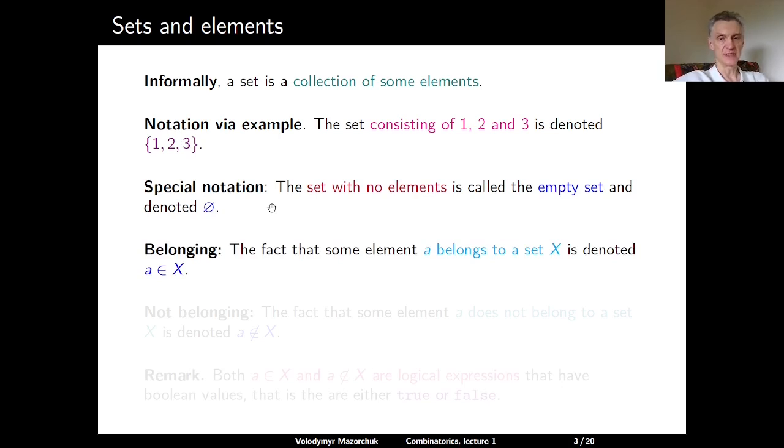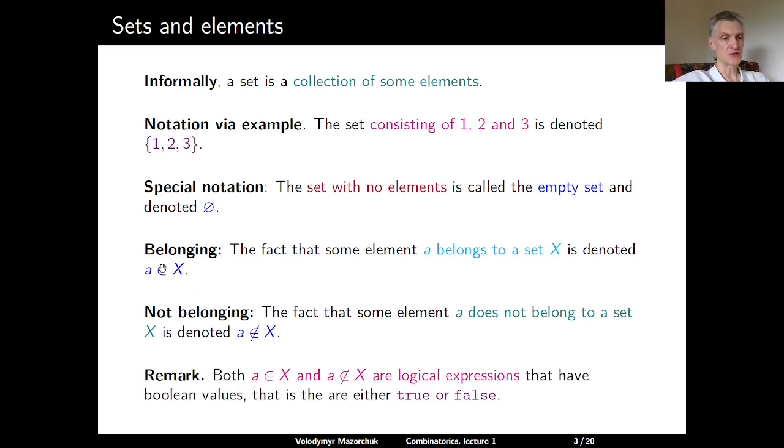The fact that some element A belongs to a set X is denoted in this way. This is usually read: A belongs to X, or A is an element of X. The fact that A does not belong to a set X is denoted in this way, so A is not an element in the set X. We should treat both these formulas as logical expressions, which can either be true or false, so they take values in the Boolean algebra.